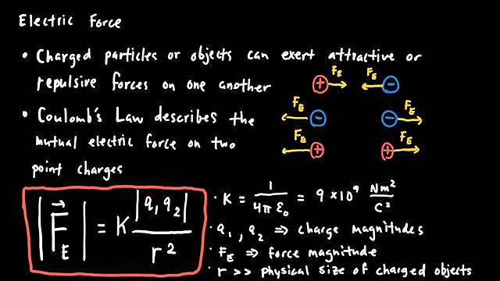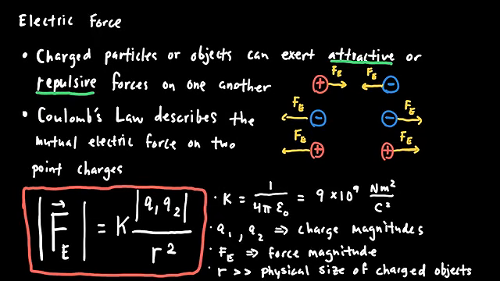Now I'd like to talk a little bit about electric force. We learned that electrically charged objects can exert forces on one another, and one of the unique things about the electric force is that it can be attractive or repulsive, whereas something like gravity can only be attractive. So if I have a plus and a minus charge, the force is attractive. Two minus or two positive, the force is repulsive.